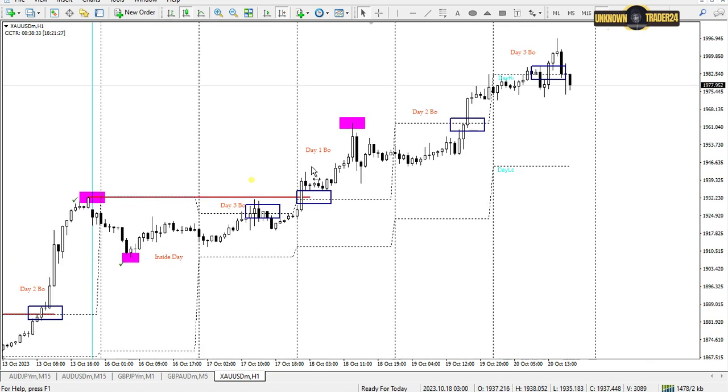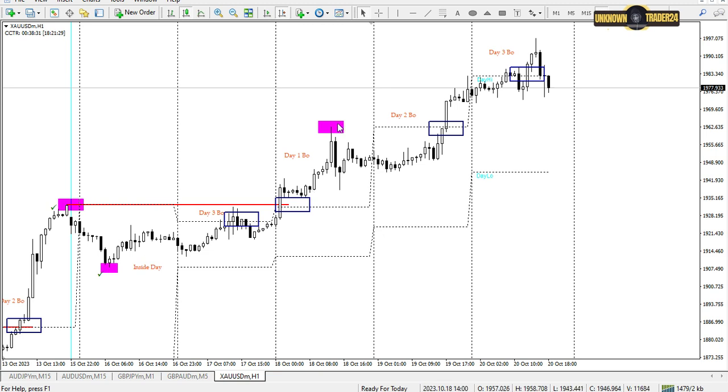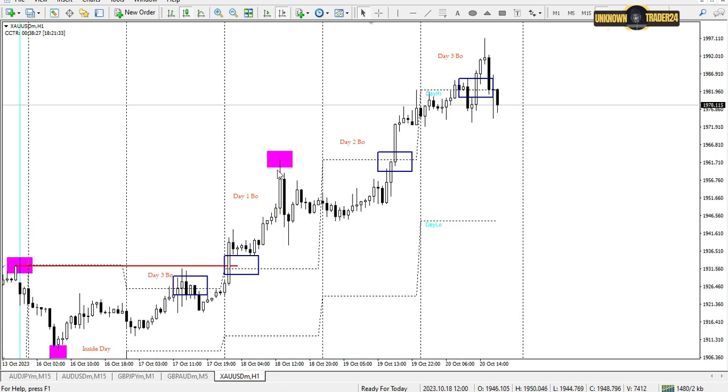Now they're broken. This one was registered because they broke here, and this one is our high. Then the moment they break this high over here, that's when we can register this low. This low was felt. We register this low as our low.